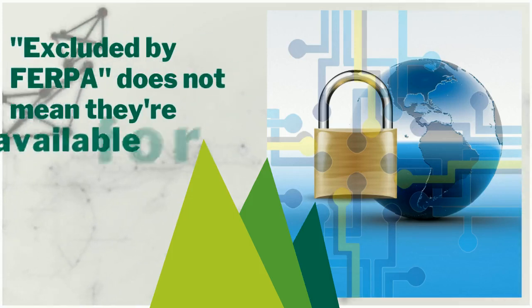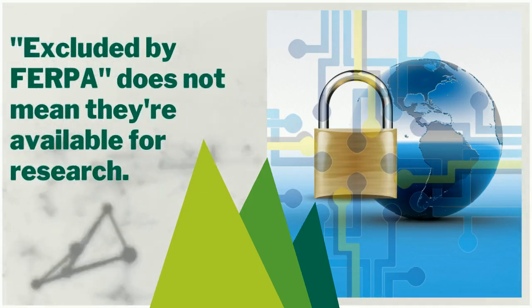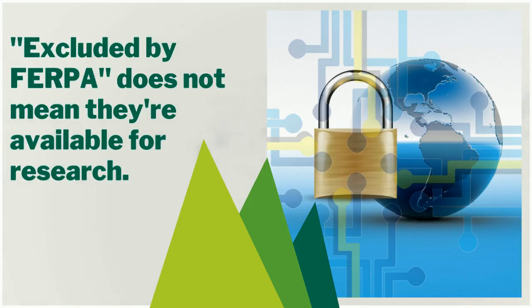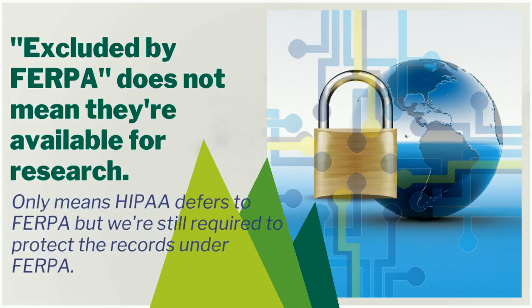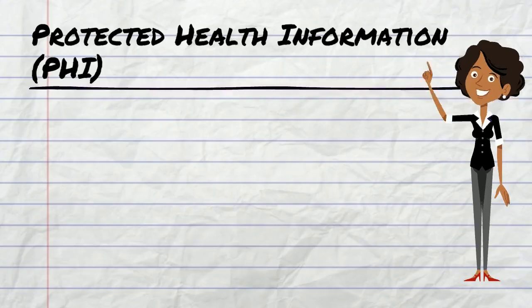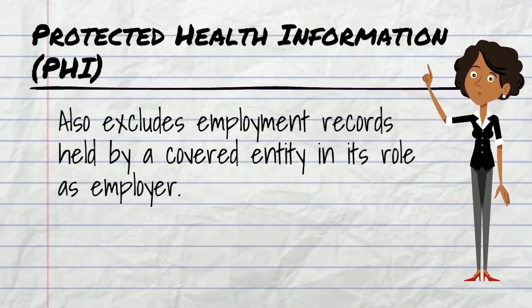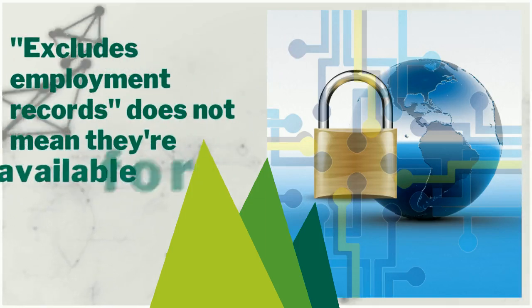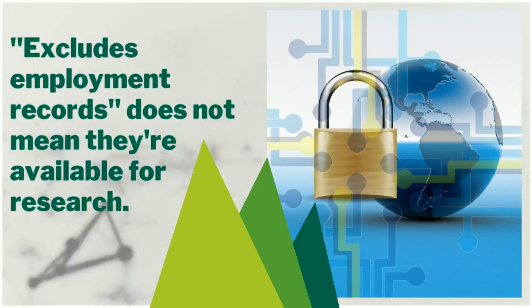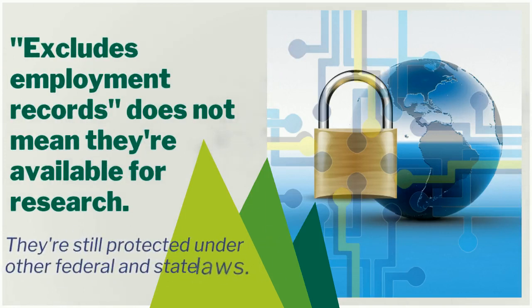It is important to note that just because HIPAA excludes student records, that does not mean these records are automatically available for research. It only means that HIPAA defers to FERPA, but we are still required to protect those records under FERPA. In addition to education records, HIPAA also excludes employment records held by a covered entity in its role as employer. Just like with FERPA, though, these records are protected under other federal and state laws, and excluding employment records from HIPAA does not mean that these records are automatically available for research.